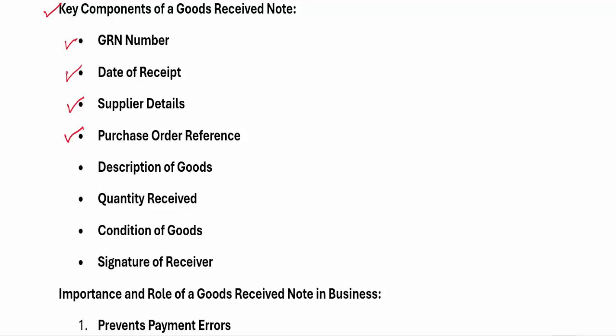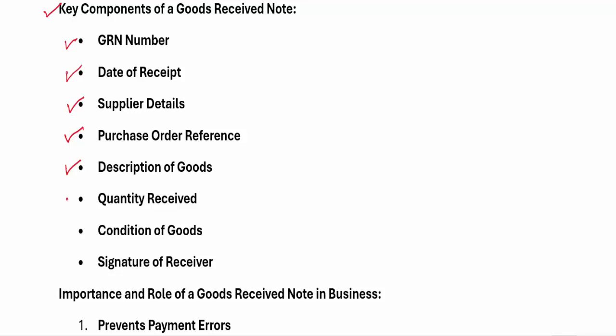The GRN usually refers to the original purchase order, or PO number, allowing the receiving department and accounts team to easily match the GRN with the correct order. Description of goods. A detailed list of the items received, including product codes, names, and descriptions. This ensures that everyone reviewing the GRN can clearly understand what was received.